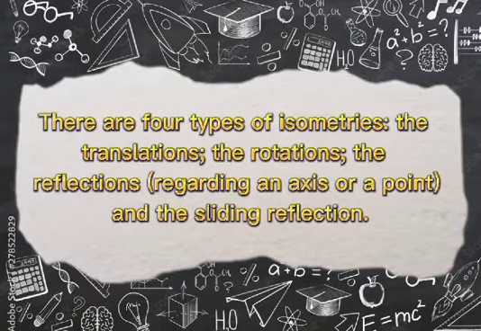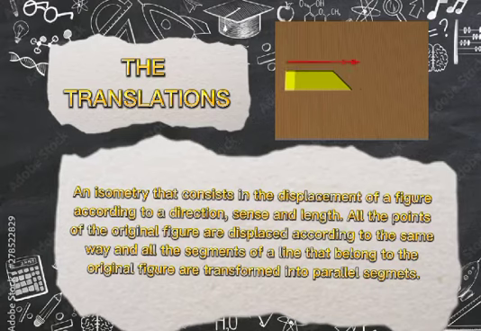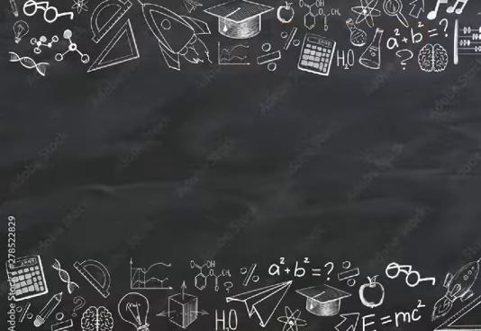There are 4 types of isometries: the translations, the rotations, the reflections regarding an axis or a point, and the sliding reflection. First, let's talk about the translations. An isometry that consists in the displacement of a figure according to a direction, sense, and length. All the points of the original figure are displaced in the same way, and all the segments of a line that belong to the original figure are transformed into parallel segments.